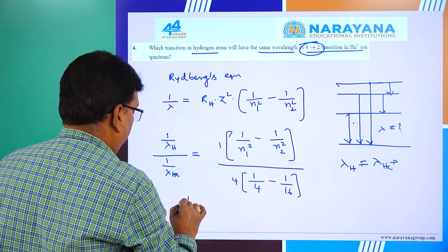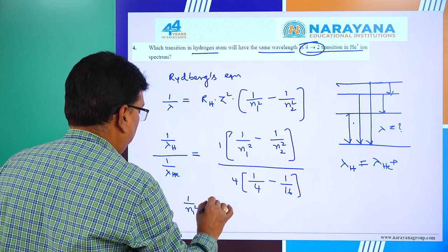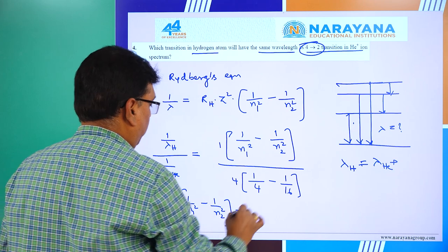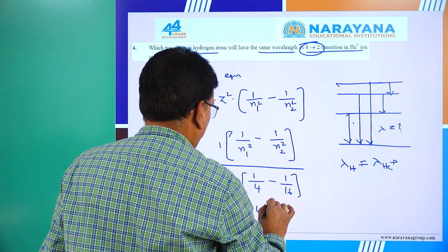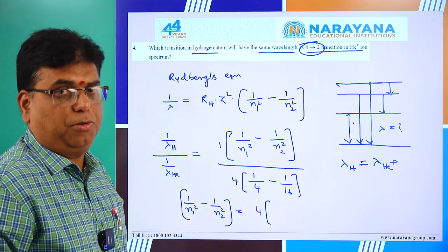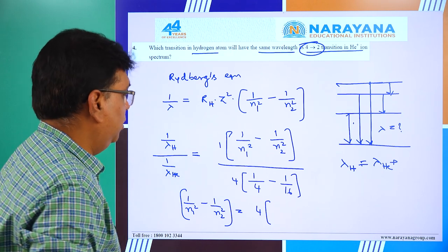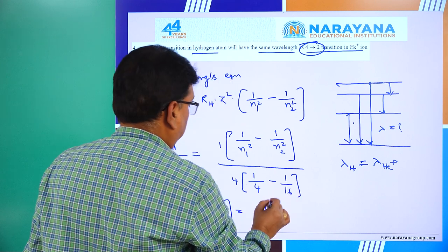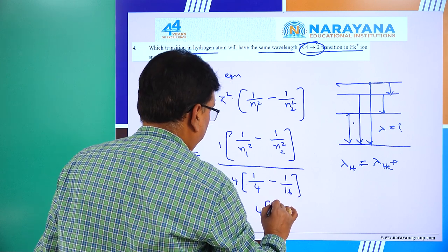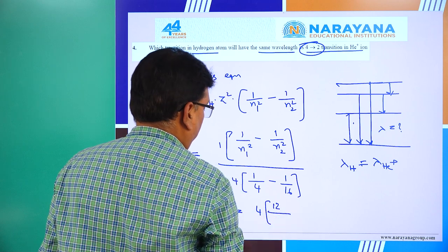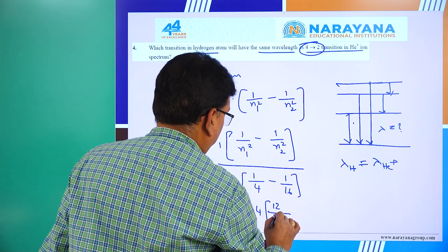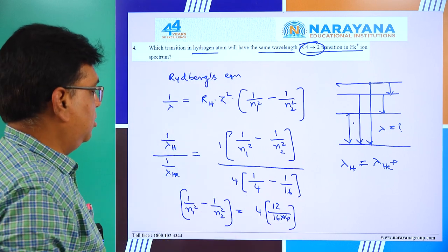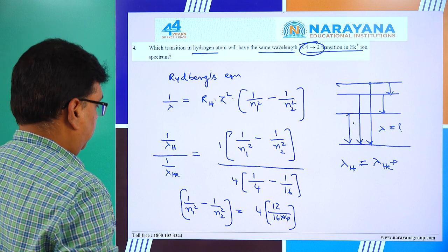Therefore, 1 by n1 square minus 1 by n2 square is equal to 4 into 1 by 4 minus 1 by 16. That is how much? 16 minus 4, 12 by 16, into 4. Otherwise, we can take 16 and do it anyhow.